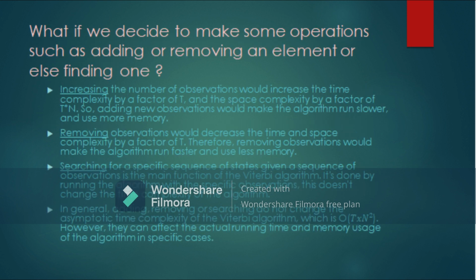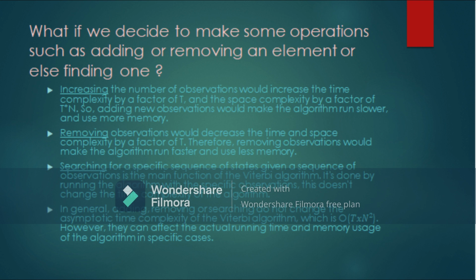But what if we decide to make some operations such as adding or removing an element, or finding one? The Viterbi algorithm is primarily a dynamic programming algorithm, which means it solves the problem by breaking it down into smaller subproblems and caching the solutions to these subproblems in order to avoid redundant calculations. Adding or removing an observation would affect the time and space complexity of the algorithm.